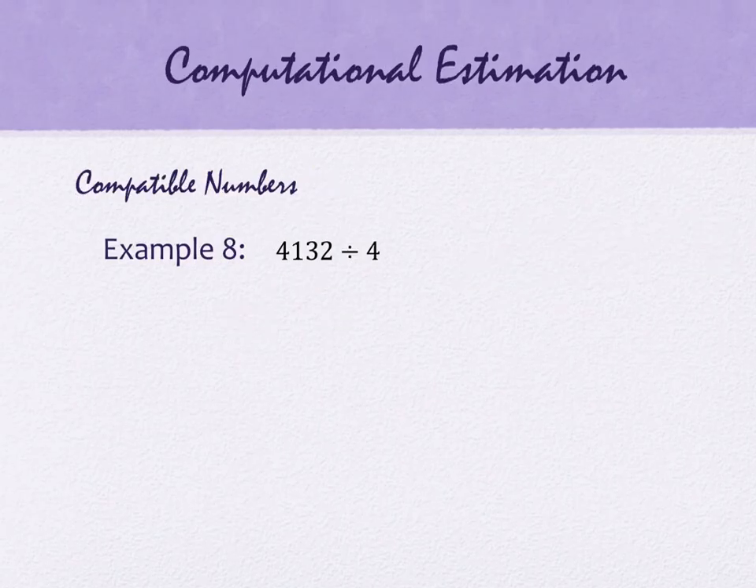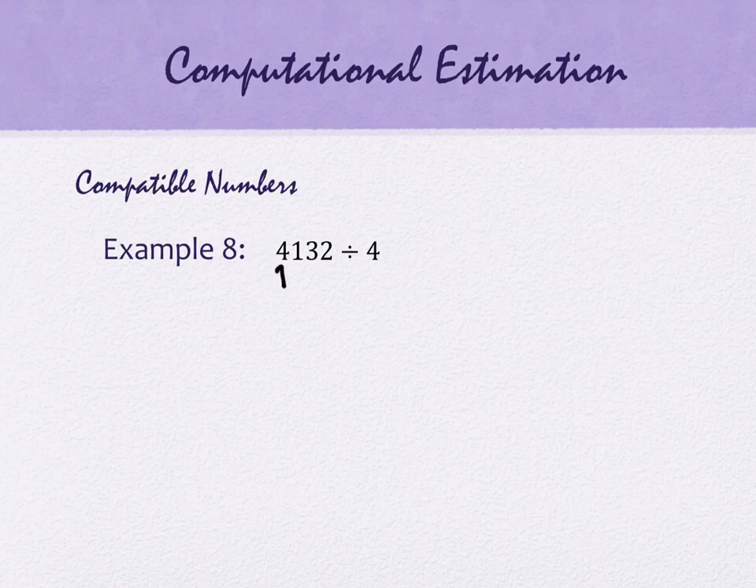Computational estimation, again, means that you're going to get an approximation. Okay, so you want to look for something that's conveniently divisible by 4, because it says divide by 4, but it's close to the number. Like, we just can't randomly change it. It has to be close to the number we started with. So what is a number close to 4132 that's nicely divisible by 4? Don't overthink this. 4,000, yeah, which I think is probably where you're headed.